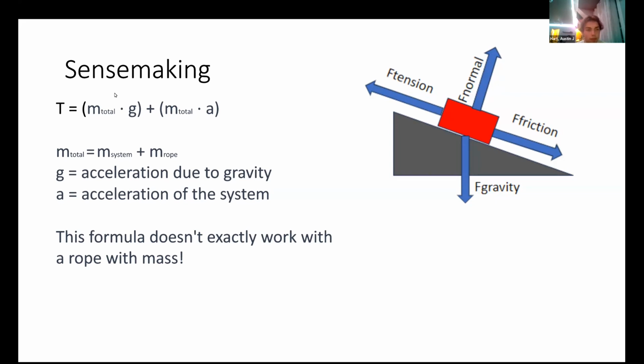So this formula is standard for what we normally use to calculate tension. It's just T equals M total times G plus M total times A, or MG plus MA. M total is usually just the mass of the system, but when we assume the rope has a mass now, we have to take that previously massless rope into account in the overall mass of the entire system, not just the system of the sled. Then for the other variables, G is the acceleration due to gravity and A is the acceleration of the system.